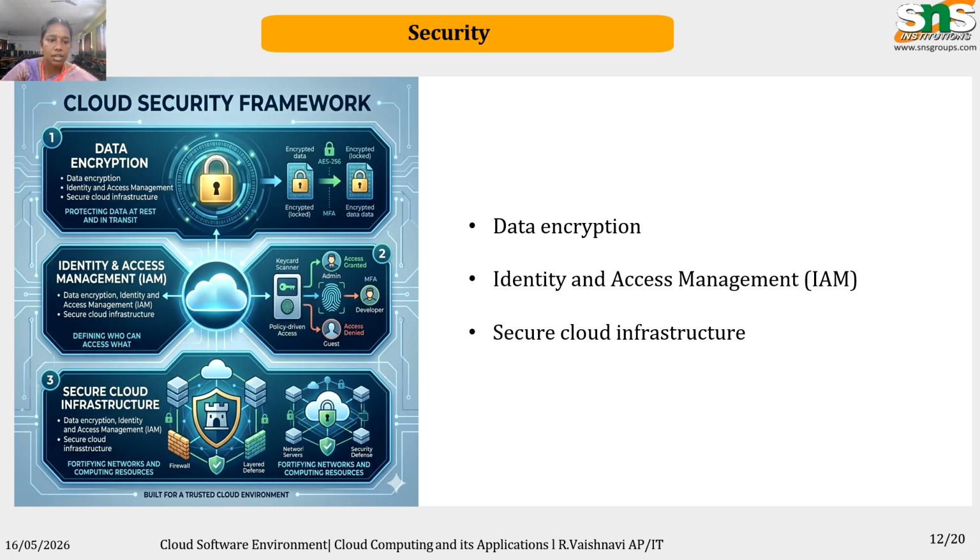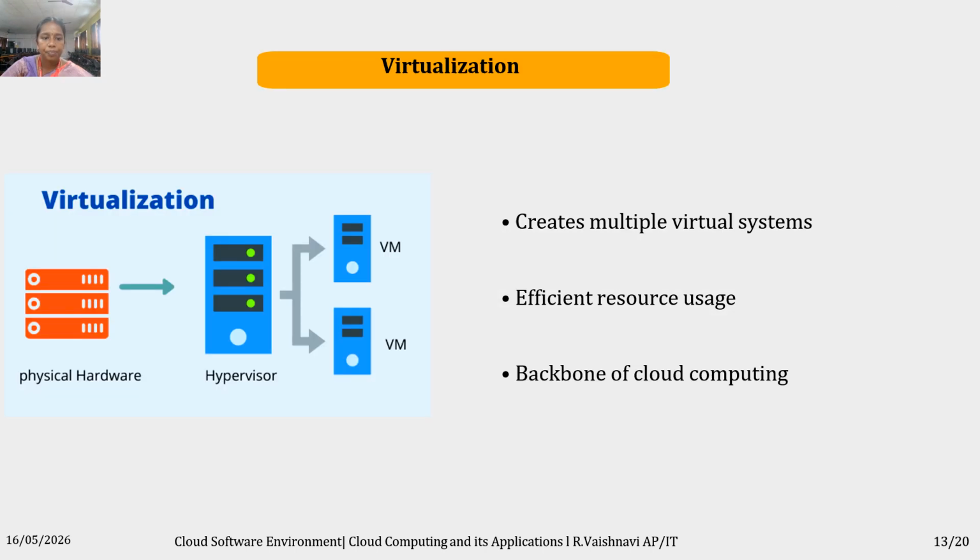And then security. Here we have data encryption, identity and access management, and secure cloud infrastructure. Data encryption is protecting the data at rest and in transit. And then identity and access management, here we define who can access and what they can access. Third one will be the secure cloud infrastructure. Here it is data encryption and then computing resources.